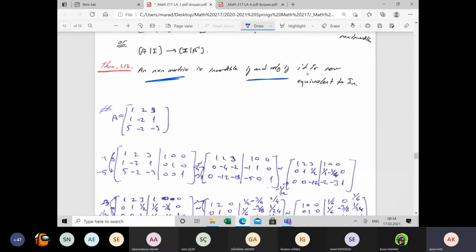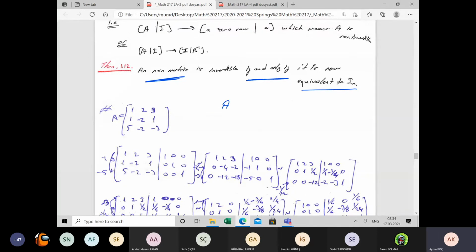the matrix is invertible if and only if our matrix is row equivalent to the identity matrix. If our aim is to check whether our matrix is invertible or not, use this theorem. Start with A, an n by n matrix, and use the elementary row operations. Our aim is to get the reduced row echelon form.